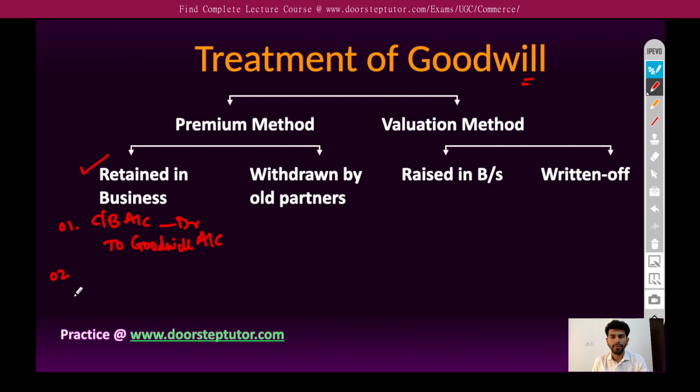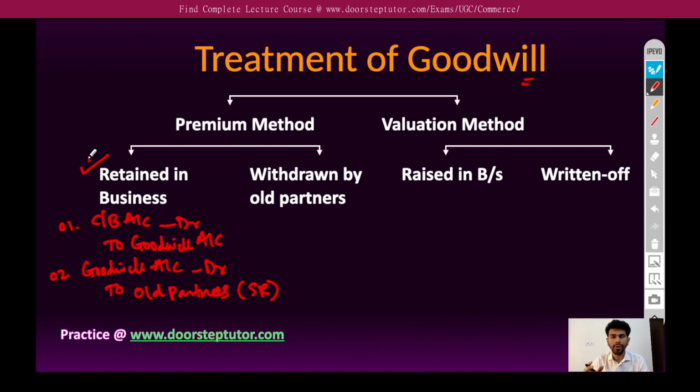And it will be distributed among old partners in sacrifice ratio. So the journal entry will be goodwill account debit to old partners in sacrifice ratio. The goodwill will be distributed among old partners in sacrifice ratio.